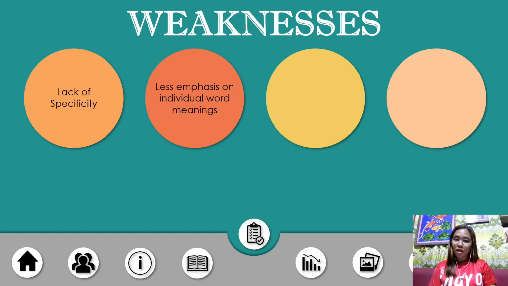This strategy may prioritize categorization and organization over in-depth analysis of word meanings themselves. And for the third one, potential oversimplification. So there's a risk of oversimplification with this strategy as it categorizes information into broad groups without knowing the finer details or complexities. And for the last one, applicability.